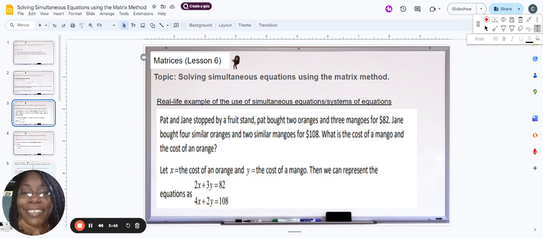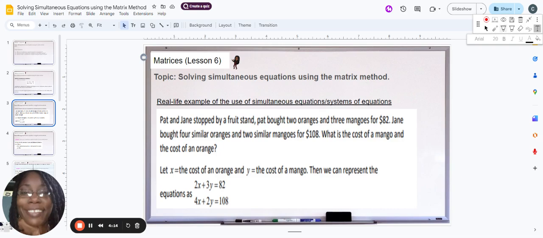It says Pat and Jane stopped at a fruit stand. Pat bought 2 oranges and 3 mangoes for $82. Jane bought 4 similar oranges and 2 similar mangoes for $108. What is the cost of a mango, that is for 1 mango, and what is the cost of an orange, which is 1 orange?